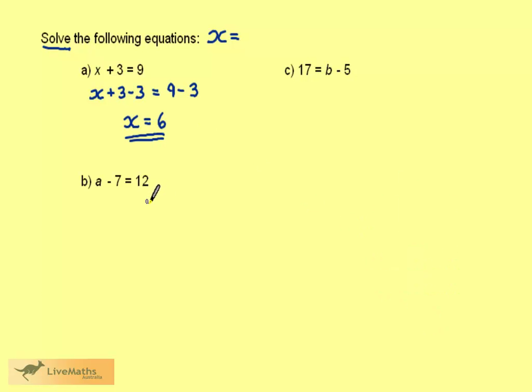If we now consider a minus 7 equals 12, we want a on its own. At the moment 7 is subtracted. The opposite to subtracting is adding, so let's add 7. We need to do the same to the other side of the equation. Take away 7 plus 7 is 0, so we're just left with a, and 12 plus 7 is 19.